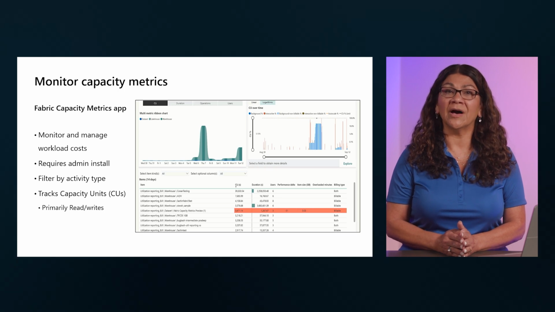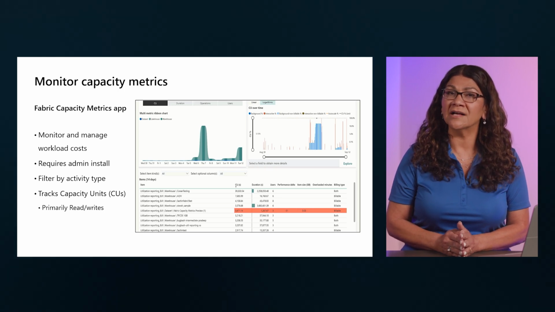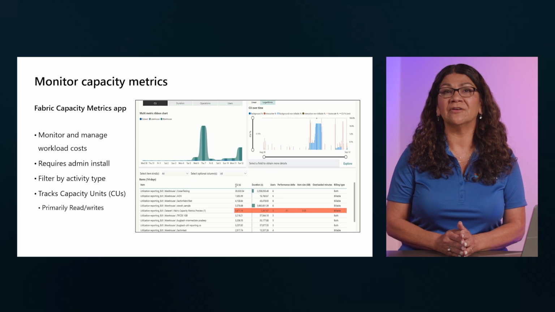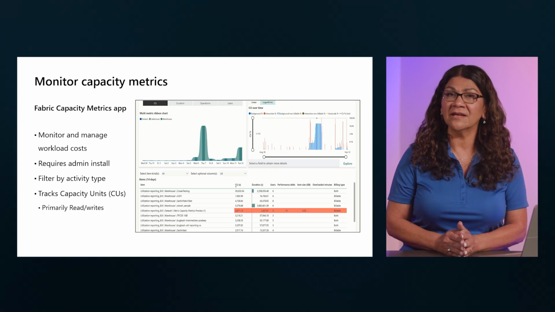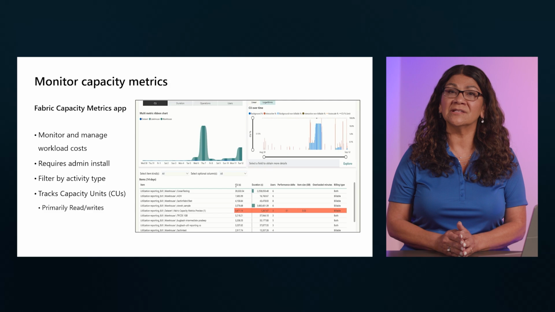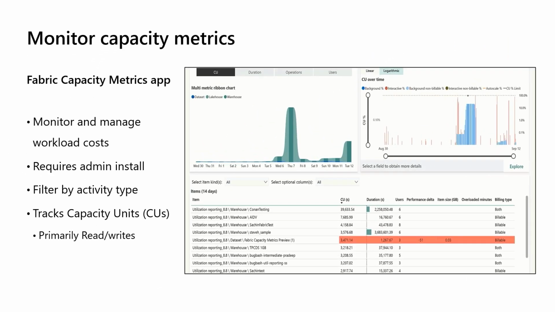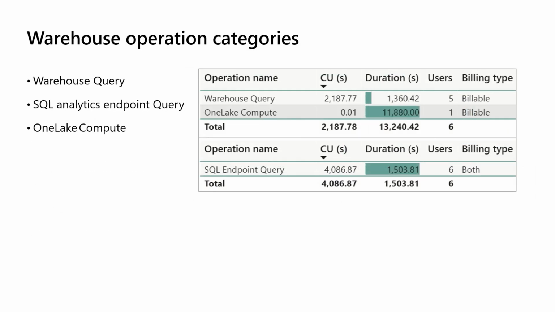It can help you monitor and manage workload costs, giving you the ability to filter by activity and track capacity units, or CUs, looking at primarily reads and writes. You can download this app from the Fabric website. Use the Fabric Capacity Metrics app to analyze the warehouse, the SQL Analytics endpoint, and OneLake.